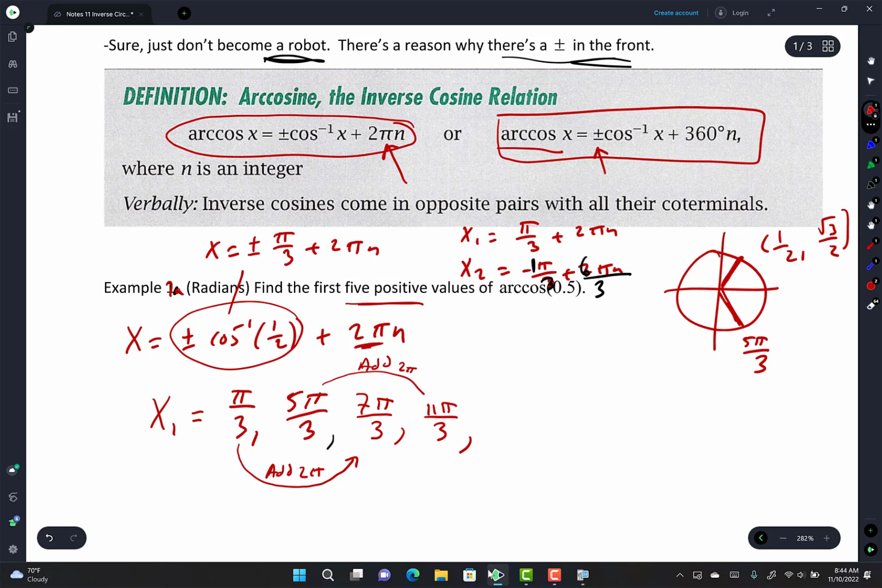1, 2, 3, 4? Okay. If I want the next one, add 2 pi to the 7 pi over 3. Add 2 pi. So 6 plus 7. 13 pi over 3.